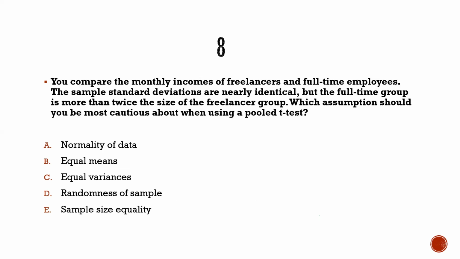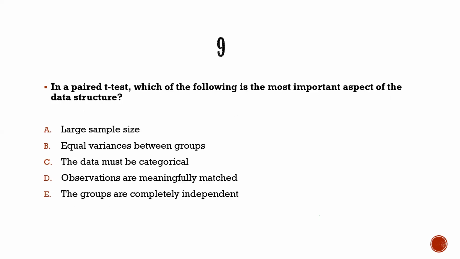MCQ 8. You compare the monthly income of freelancers and full-time employees. The sample standard deviations are nearly identical, but the full-time group is more than twice the size of the freelancer group. Which assumption should you be most cautious about when you are using a pooled t-test? A, normality of data. B, equal means. C, equal variances. D, randomness of sample. E, sample size equality. C is the right answer, equal variances.